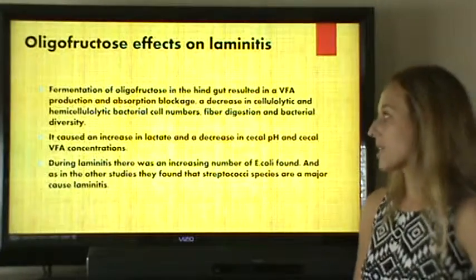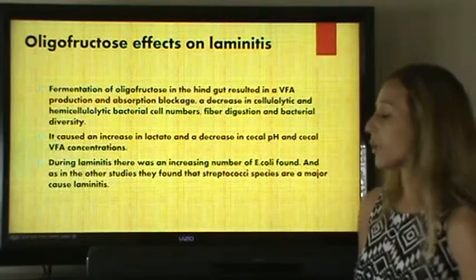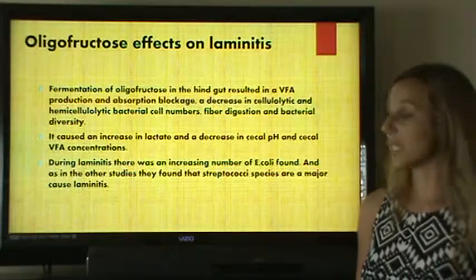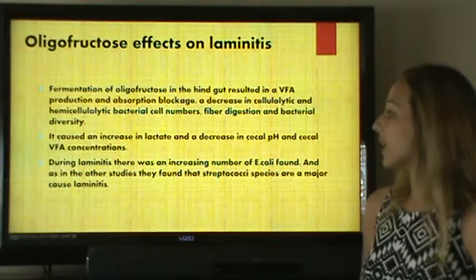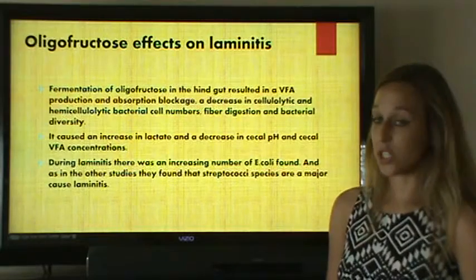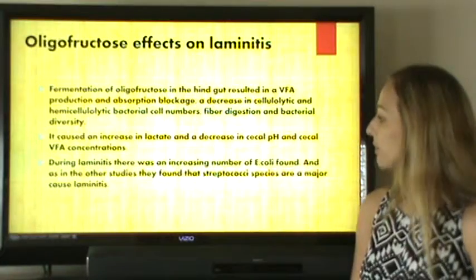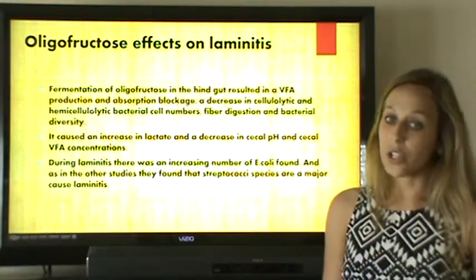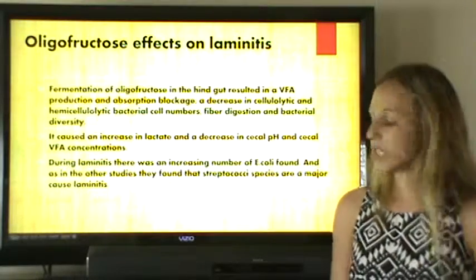Oligofructose effects on laminitis. Fermentation of oligofructose in the hindgut resulted in volatile fatty acid production and absorption blockage. It also led to a decrease in cellulolytic and hemicellulolytic bacterial cell numbers, fiber digestion, and bacterial diversity. It caused an increase in lactate and a decrease in cecal pH and cecal volatile fatty acid concentrations, which is a main source of what horses get their energy from. During laminitis, they found an increasing number of E. coli, and as in other studies, they found that streptococci was a major cause of laminitis.